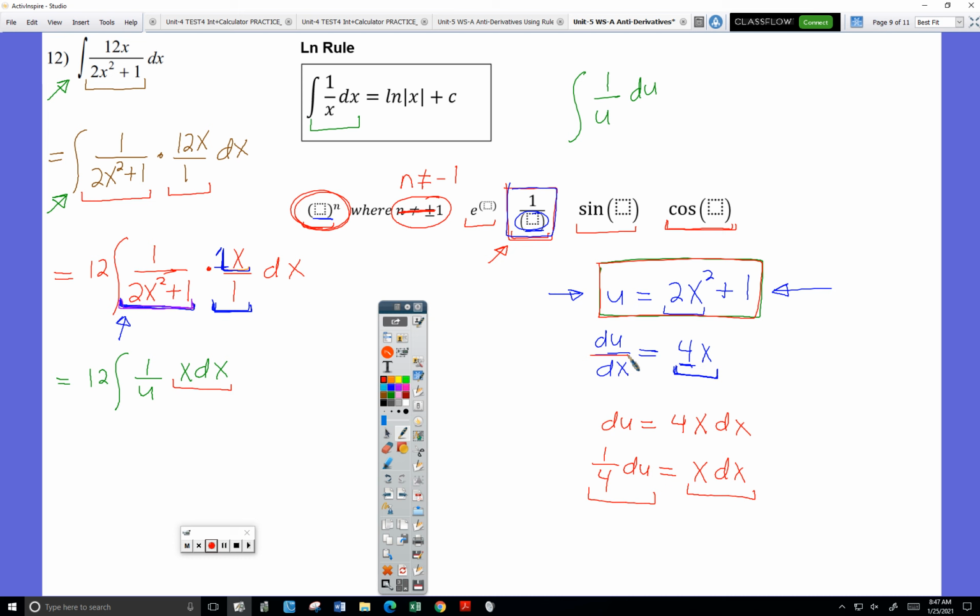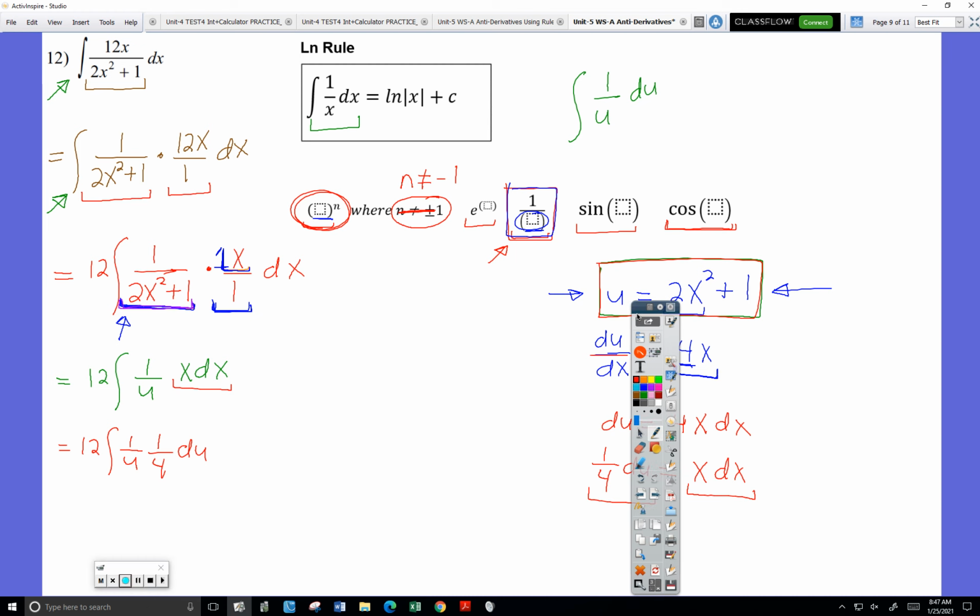So because they're the same, I just make the replacement. 12, 1 over u. Oops, that's 4. 1 over u. And then x dx is 1/4 multiplied by du. Because the 1/4 is a multiplying constant, it can be moved out front. So you get 12 divided by 4 is 3, 1 over u du.